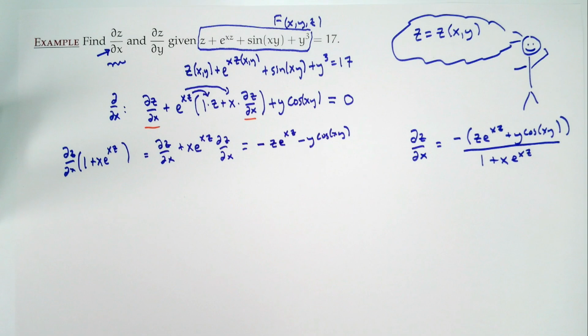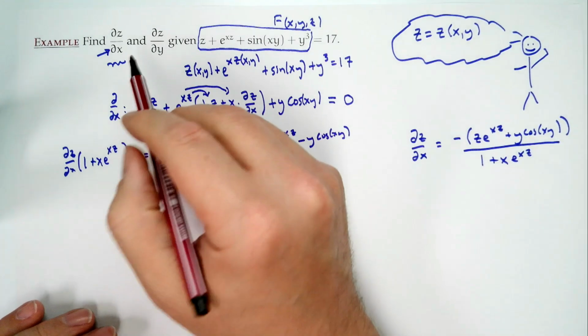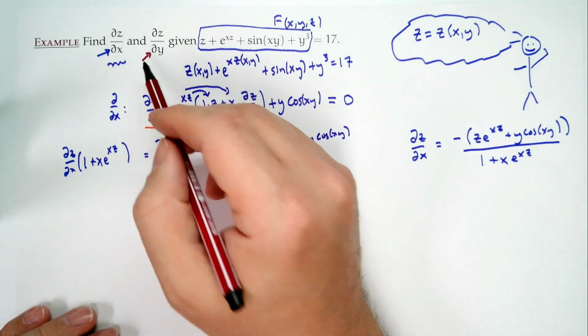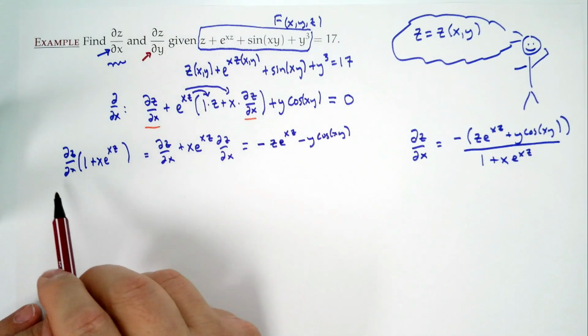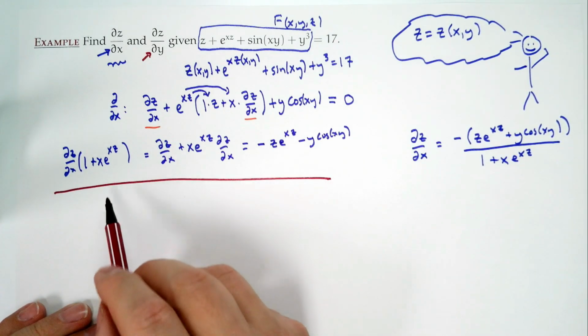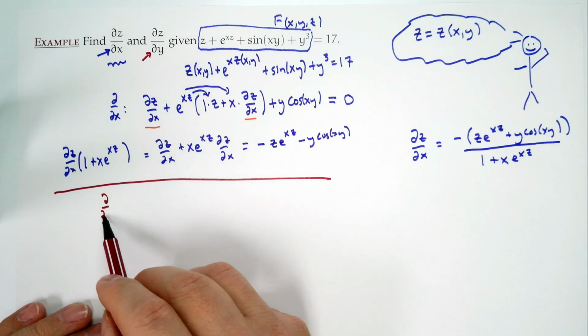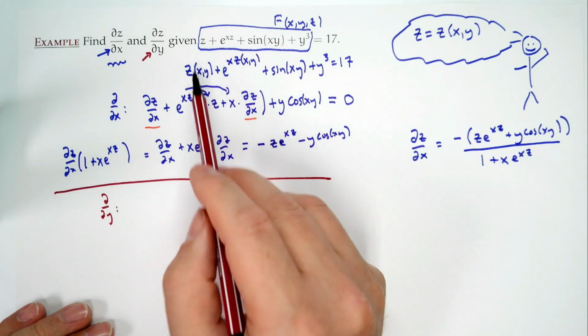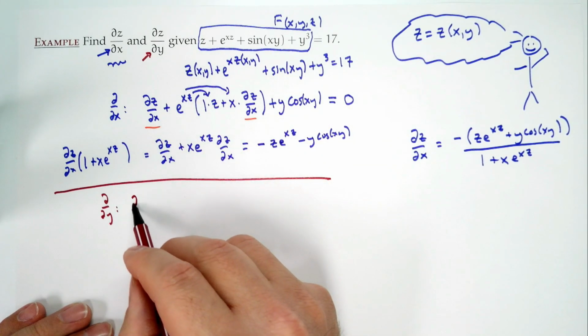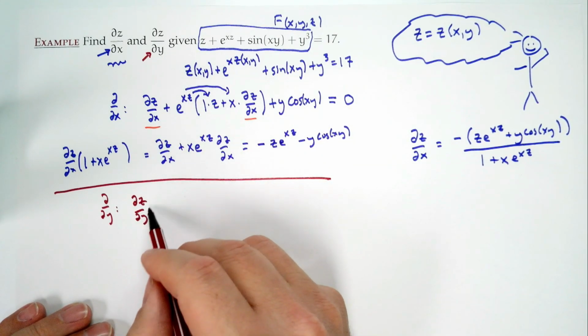Now we're only halfway done, which is good. You know, that means we can smile. There's more to be done. What's the other half? Well, partial z partial y. What is that? Well, we do the same thing, but now we're going to think of it in terms of with respect to y.